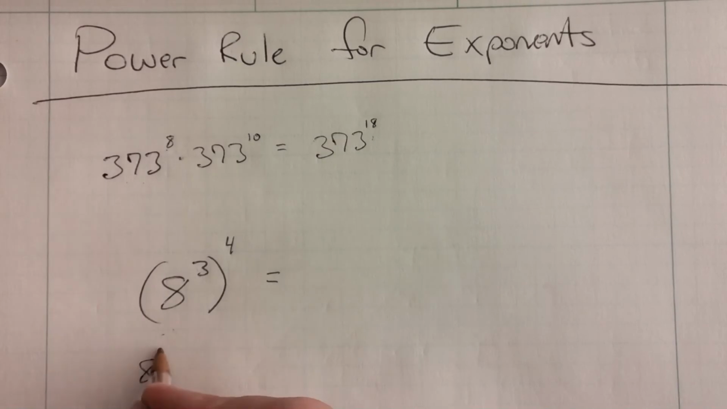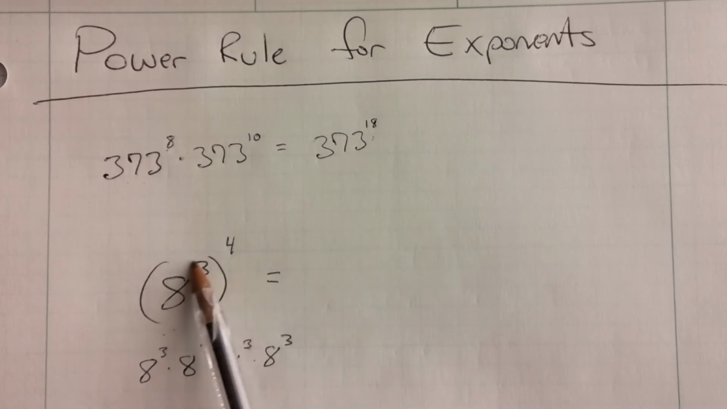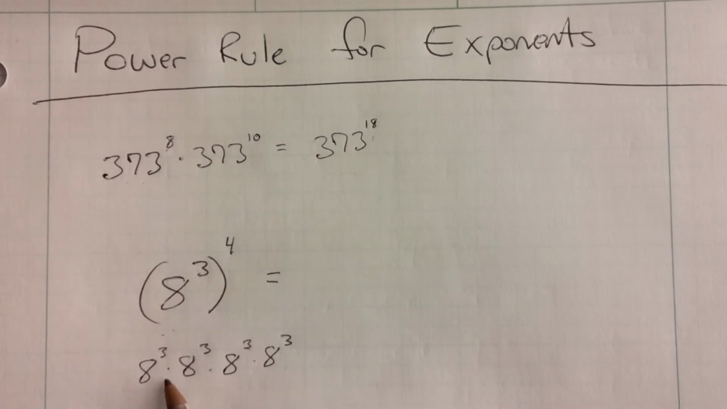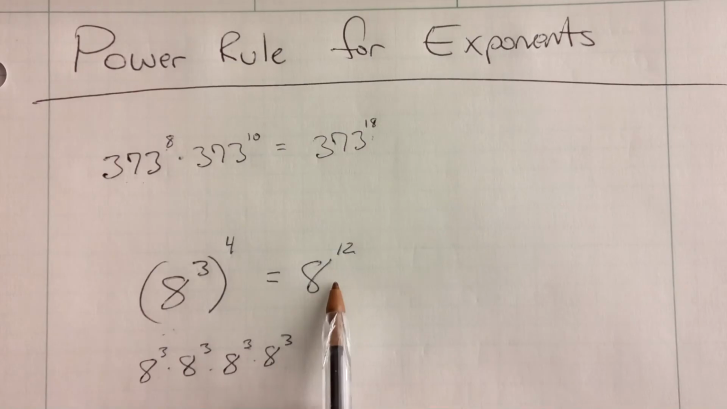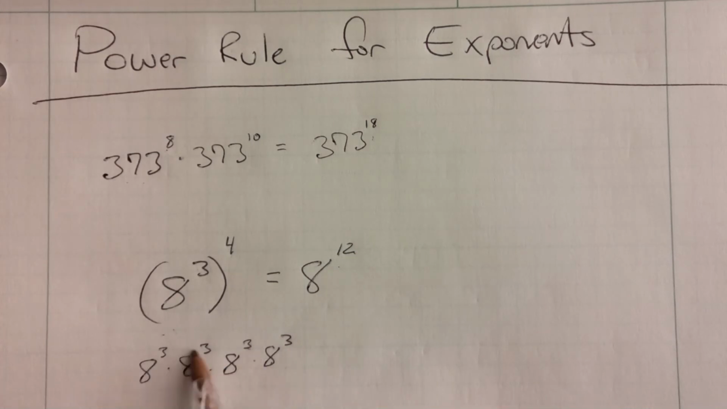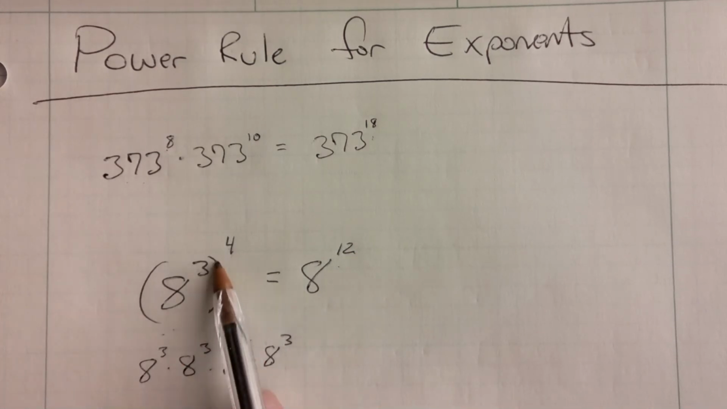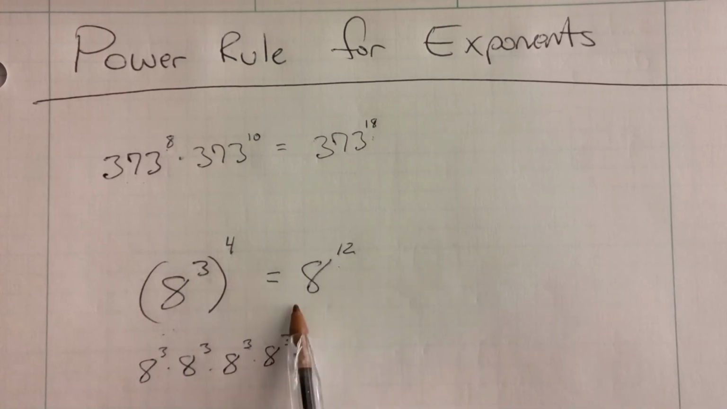I have an 8 to the 3rd, times an 8 to the 3rd, times an 8 to the 3rd, times an 8 to the 3rd. I have 4 of these expressions that I'm multiplying together. Well, then how many total 8s do I have? I have 3 8s here, 3 8s here, 3 8s here, 3 8s here, for a total of 12 8s that I'm multiplying together. So, what's an easier way to do multiple addition? Well, we multiply. So it's 4 times 3 gives us this 12 exponent. That is the power rule for exponents.